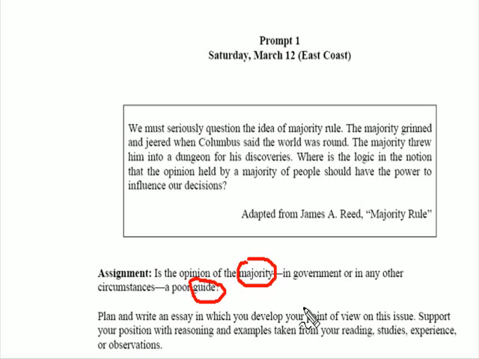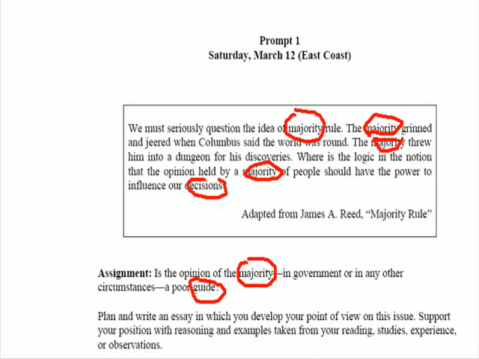So you read that, you circle the main concepts. Then you go and read the quote here and see if you can see the same concepts there. We must seriously question the idea of majority rule. The majority grinned and jeered when Columbus said the world was round. The majority threw him into a dungeon for his discoveries. Where is the logic in the notion that the opinion held by the majority of people should have the power to influence our decisions? Okay, decisions, guide.